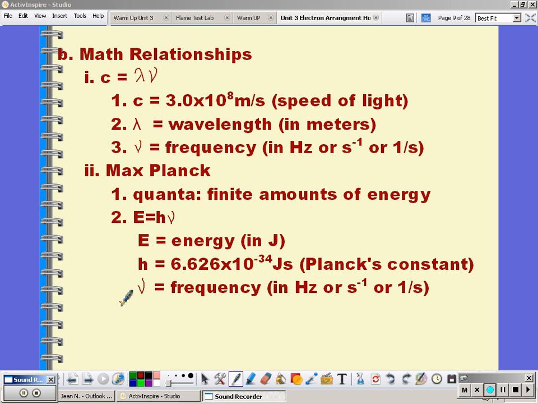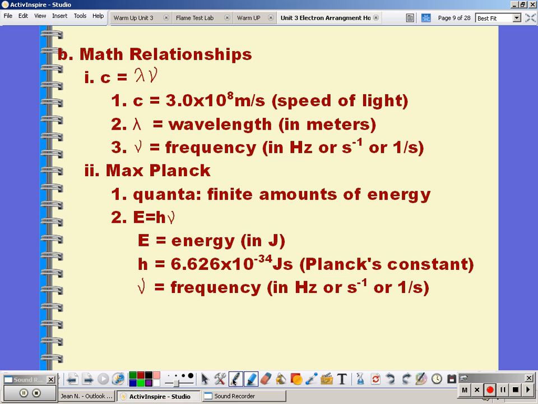Max Planck developed the formula that relates energy and frequency. h stands for Planck's constant, so h is always 6.626 times 10 to the negative 34 joule seconds. Joules is the unit for energy.